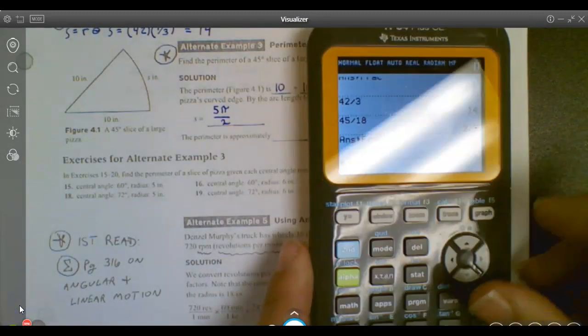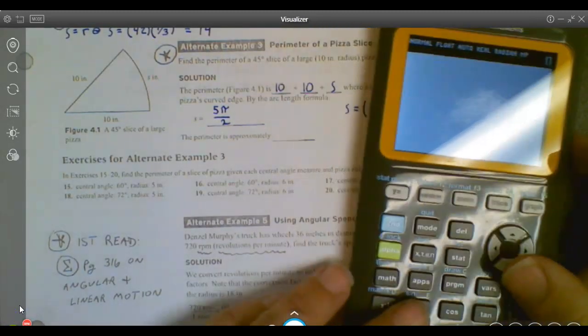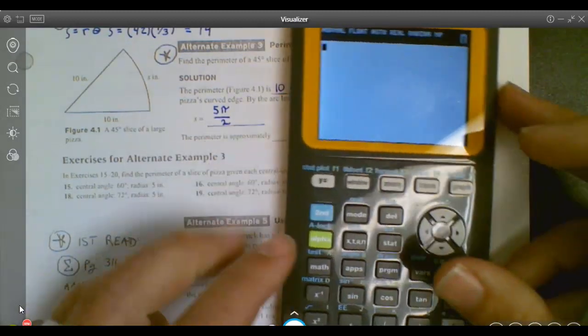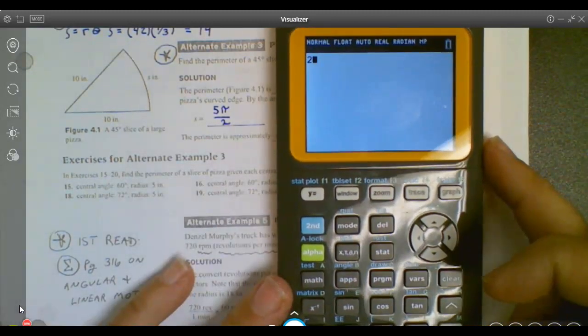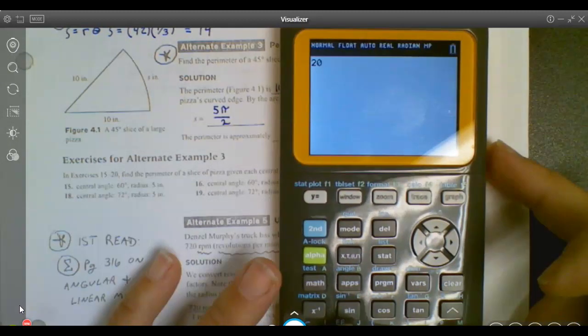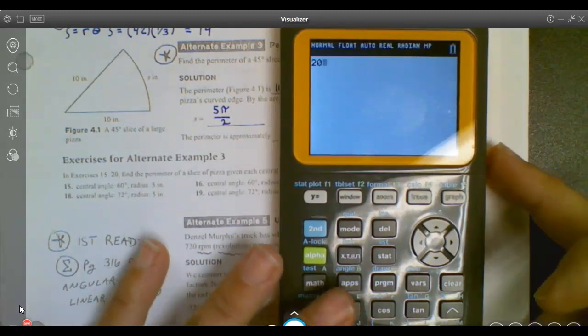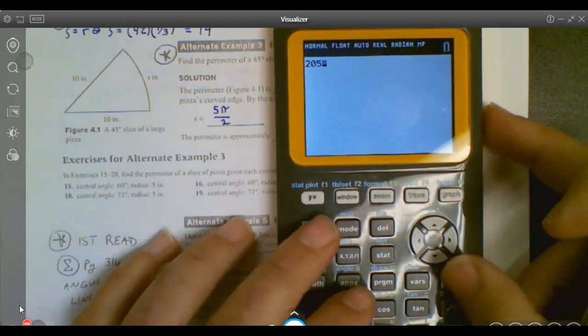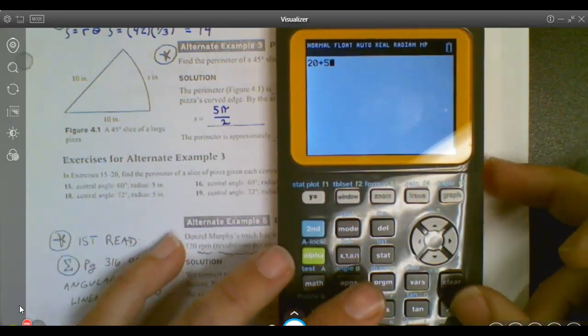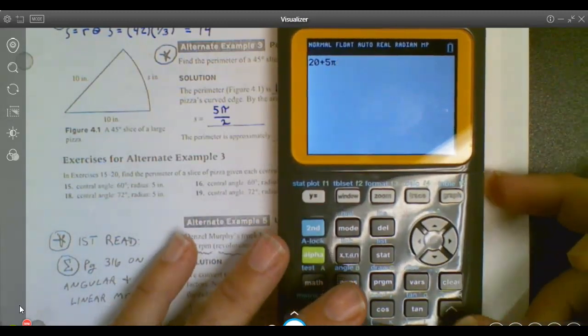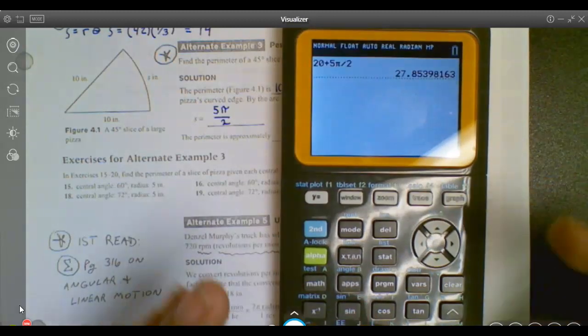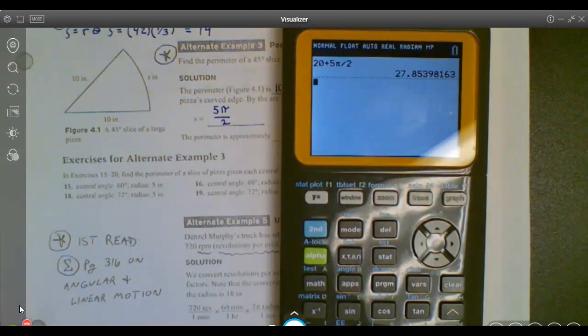So now we can just add up all the parts. Obviously 10 plus 10 is 20, 20 plus 5 pi over 2. If we wanted to leave it in exact form, we would just write it as 20 plus 5 pi over 2. But if we did want a decimal answer on this, we're looking at about 27.9.